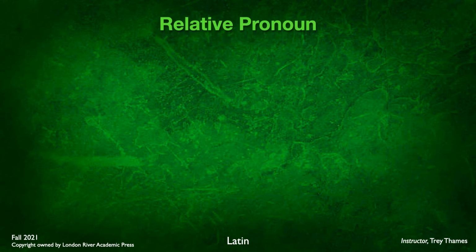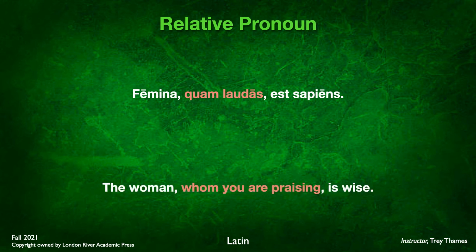Let's look at another example here. Femina quam laudas est sapiens. Here we have the main sentence, femina est sapiens. The woman is wise. But the relative clause is quam laudas, whom you are praising. It is describing the woman. It is giving us more information about its antecedent, in this case, the woman. So quam laudas, whom you are praising, is the relative clause.